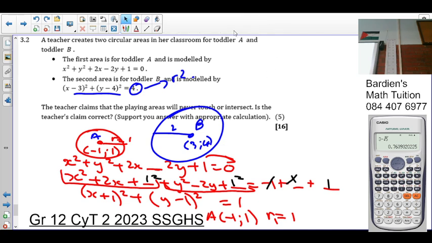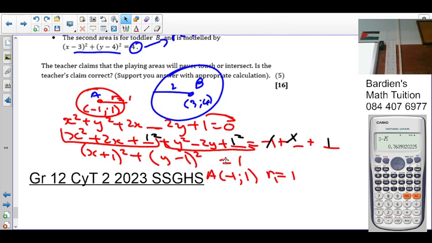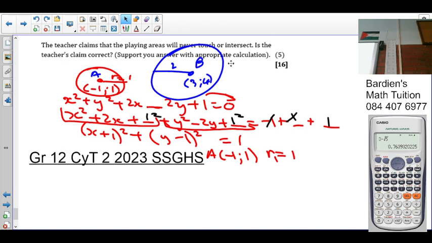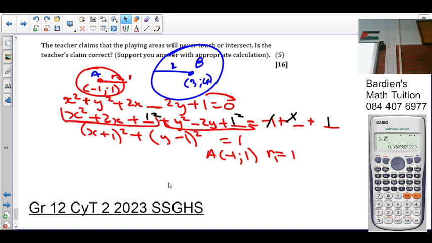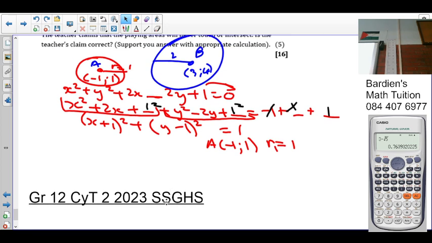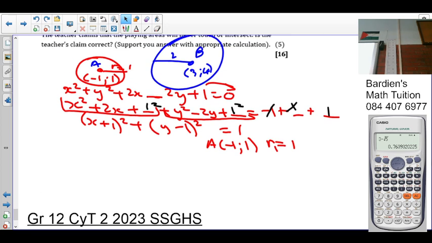The teacher claims that the areas will never touch or intersect. Is this teacher's claim correct? Support your answer with appropriate calculations. Okay. So we started our calculations already.